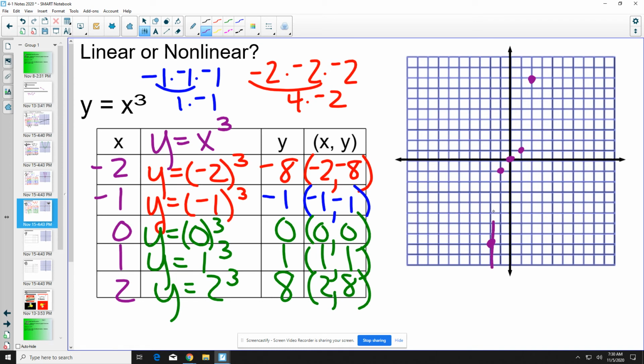Okay, now you're going to connect. It's going to look like a curve like that. Anytime you have x to the third, it's going to be curved like that. I knew it was nonlinear because x was not to the first power. X is to the third power. Make sure you put arrows on the end because it goes on in both directions.